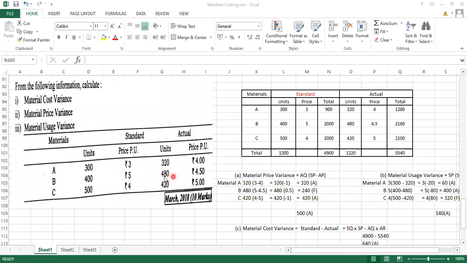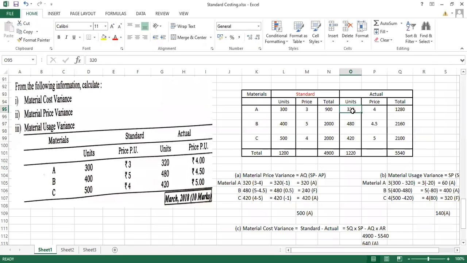Same way for the next, B: 480 into 4.5. So this comes to how much? 480 into 4.5 gives me 2160. Same way for the C unit: 420 is the unit, 5 rupees is the rate. So 420 into 5 comes to 2100.